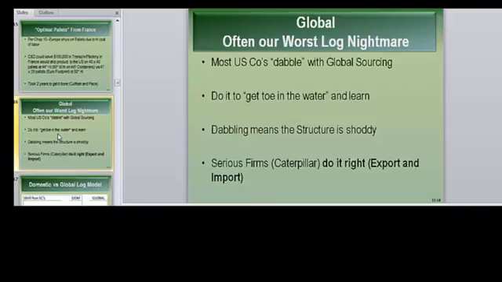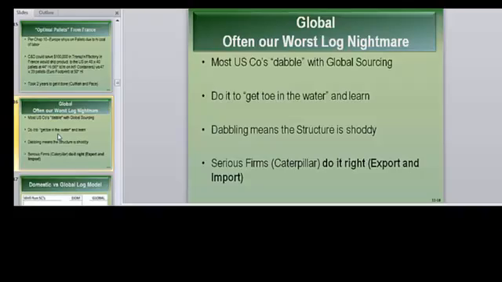So everything that we've been talking about, you put it together, and global can often be our worst logistics nightmare. And that's again because most companies dabble with global sourcing. They don't invest in the technology because they're not sure whether or not it's a real trend or a fad. So they kind of do it to get their toe in the water and learn what it takes. And because there's a lack of commitment, it means the systems and other structures are shoddy.